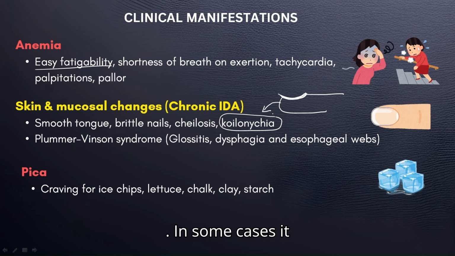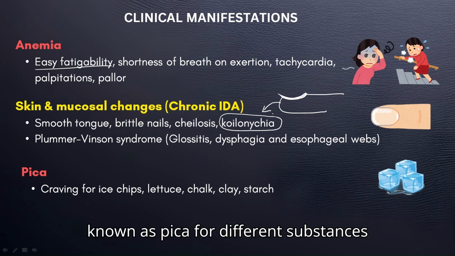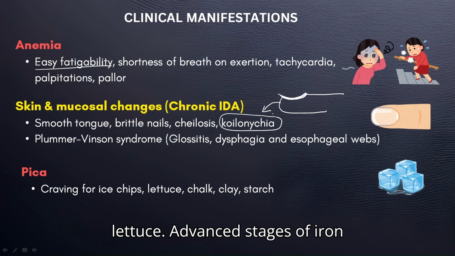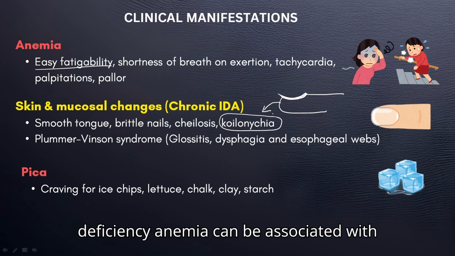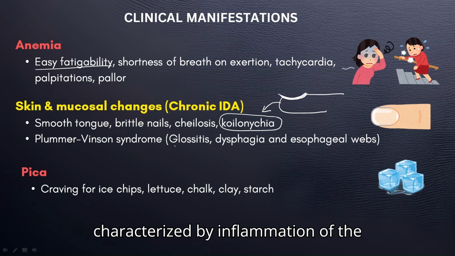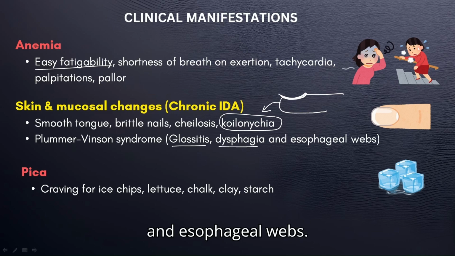In some cases, it may also present with unusual cravings known as pica for different substances like ice, starch, clay, lettuce. Advanced stages of iron deficiency anemia can be associated with Plummer-Vinson syndrome, which is characterized by inflammation of the tongue, that is glossitis, dysphagia, and esophageal webs.